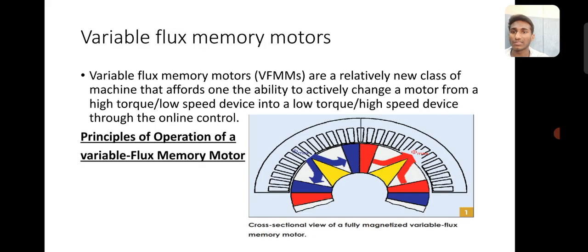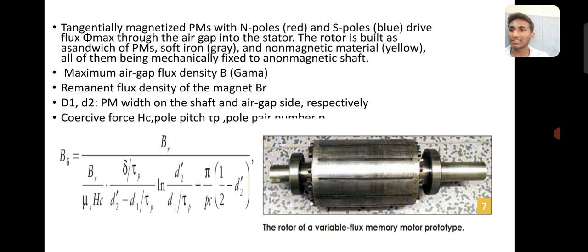So here you can see the air gap flux density, denoted as B gamma, and the remnant flux density of a magnet, denoted as Br. D1 and D2 are the permanent magnet widths on the shaft and the air gap side respectively. The coercive force is denoted as Hc, the pole pitch as Tp, and the pole pair number as P.